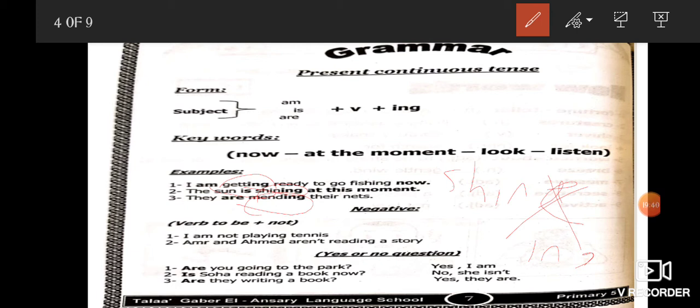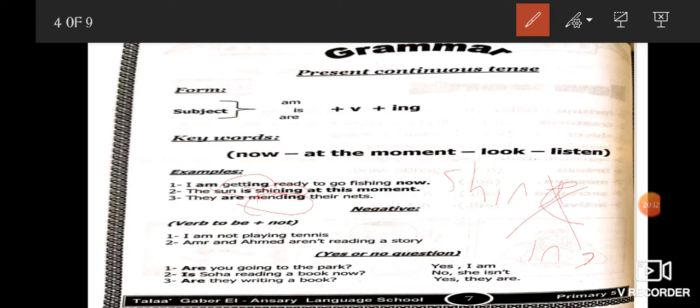I am, and we are going to be in the question, are you? I am riding a bike. Are you riding a bike? We are picking flowers. Are you picking flowers? So I am and we are will be in the question are you.